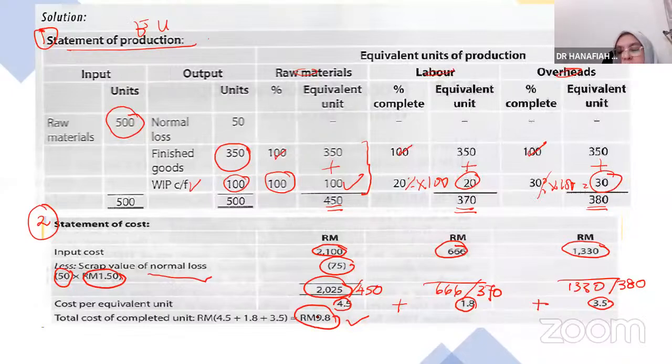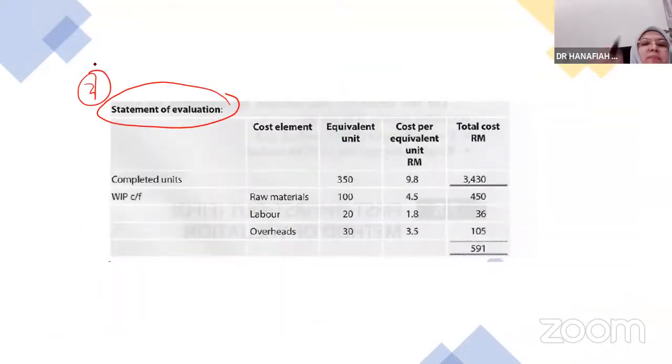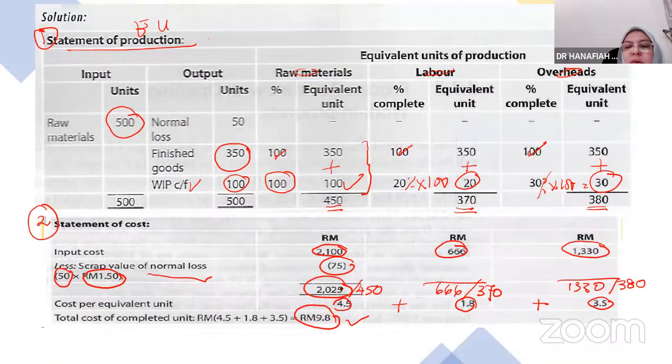So now from here, I will continue to the statement of evaluation. This is the third statement. Again, completed units 350 times 980. Take the whole amount, because this is for the whole cost. So the completed units should be multiplied by the total cost per unit.